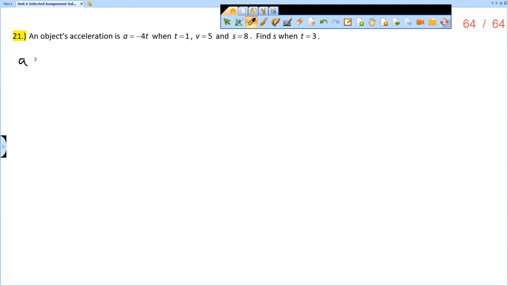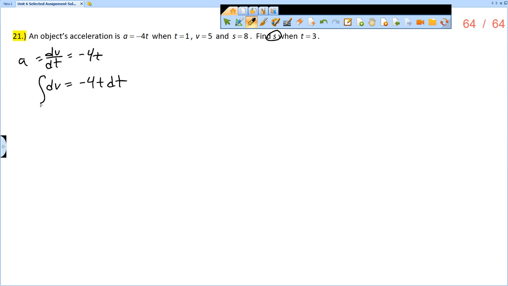All right, so first thing, remember, a is the derivative of velocity. So a is actually just dv/dt, and so dv/dt is negative 4t. Right now, if I want to find s, I'm going to need to find v. And in order to find v, I need to solve the differential equation. So dv/dt equals negative 4t. So I'm going to separate the variables. So dv equals negative 4t dt.